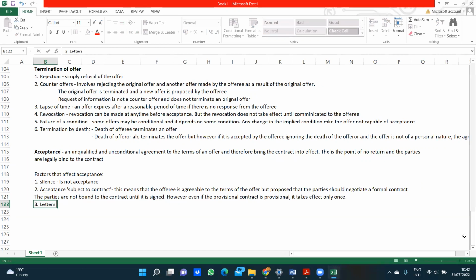Letters of intent are an indication by one party to another that they may enter into a contract with them. Usually, all right.